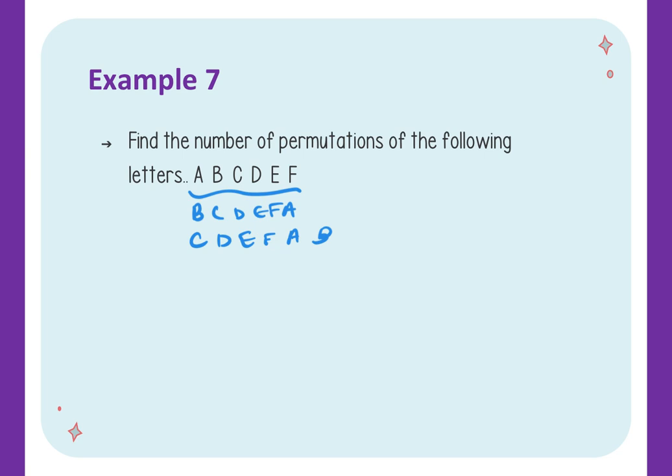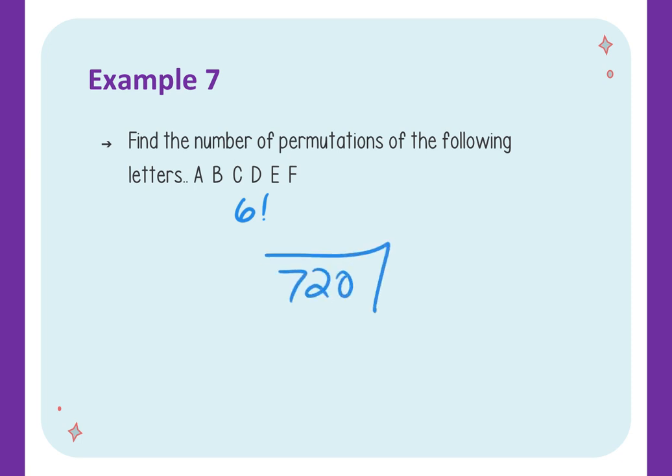But we're not going to spend our time trying to figure out all the possibilities, okay? We're going to use the factorial. How many terms are there? 6, and 6 factorial is 720. It'll take you a long time to figure out all the different possibilities.